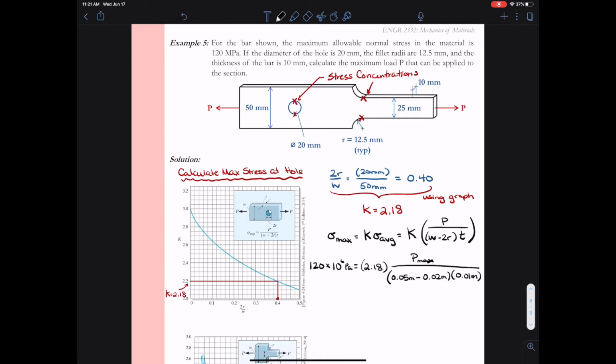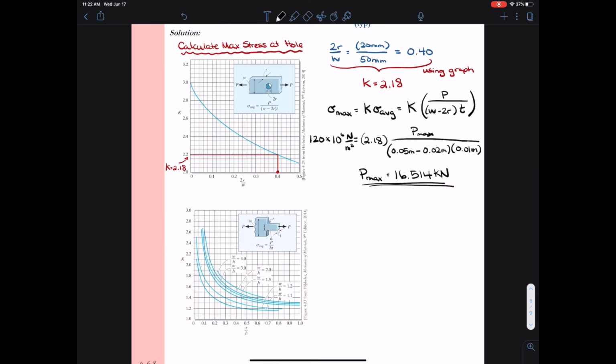We set all of this equal to our maximum allowable stress. Our maximum allowable stress is 120 megapascals, or 120 times 10 to the 6th newtons per meter squared. So I've gotten everything into newtons and meters, so all my units should cancel out, and I can calculate my force. My force will come out in newtons, and the answer actually comes out to be 16,514 newtons, or 16.514 kilonewtons. So we would expect at this value of load a failure to occur at the inside of that circle.